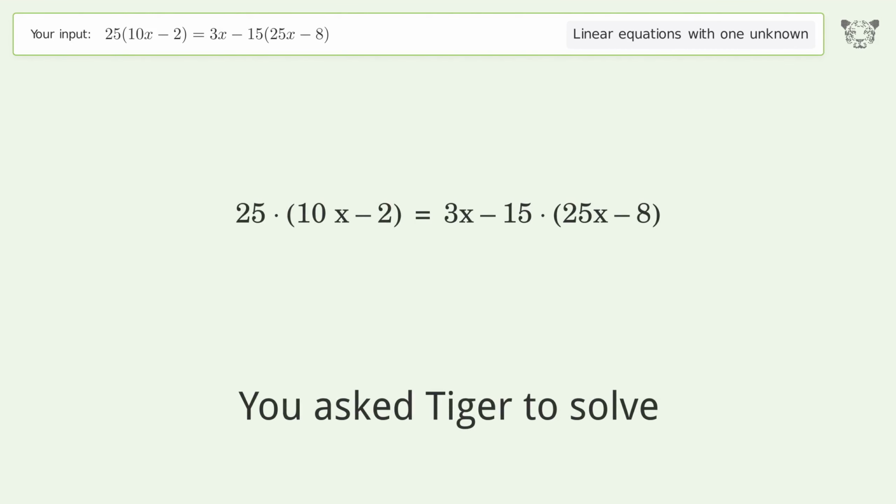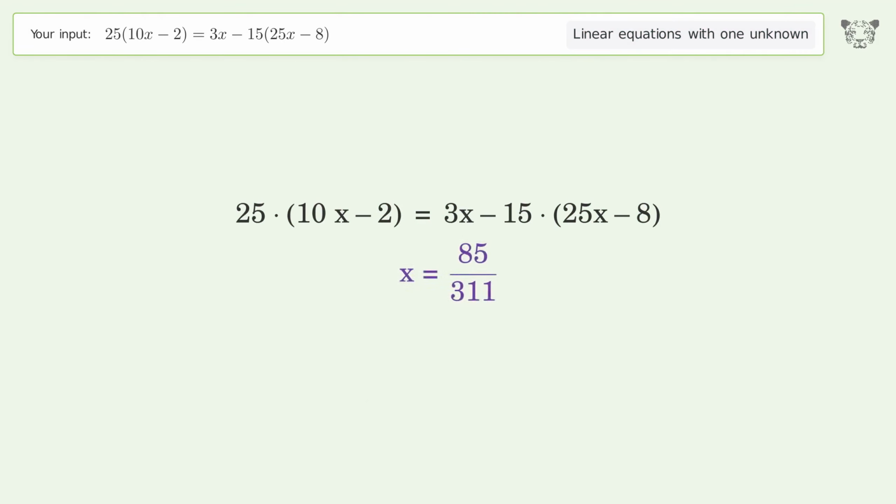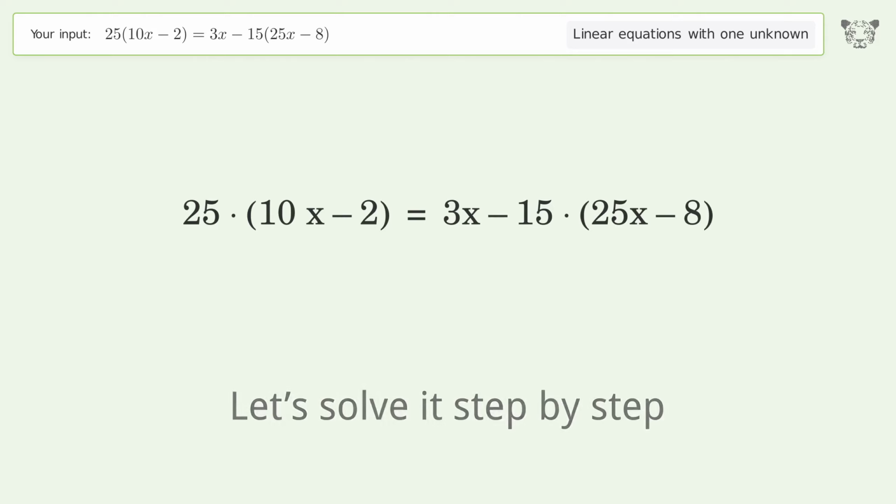You ask Tiger to solve. This deals with linear equations with one unknown. The final result is x equals 85 over 311. Let's solve it step by step.